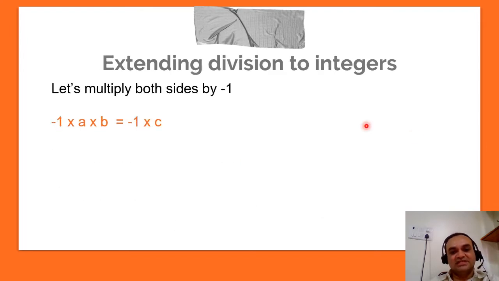So let's just extend that to the division of integers. We already have a times b equal to c. So let's multiply both sides by minus 1. Now I can write this multiplication as minus a times b equal to minus c. And why could I do that? That's because of associativity of multiplication. Here I have grouped minus 1 and a and that produces minus a.